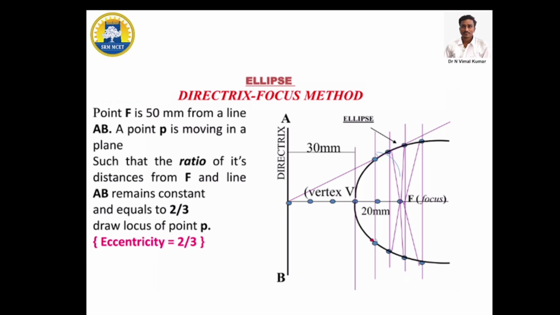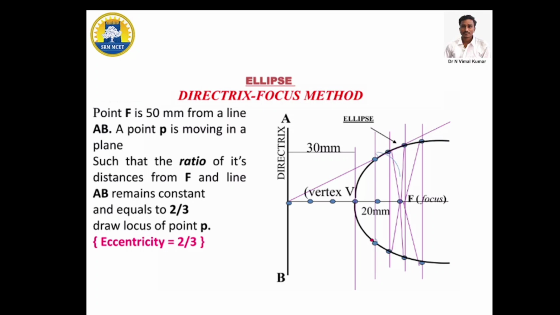So, ellipse, direct focus method concept. For example, the question is: point F is 50 mm from a line AB. A point B is moving in a plane such that the ratio of its distances from F and line AB remains constant and equals 2 by 3. Draw the locus of point B. So here, eccentricity is equal to 2 by 3.